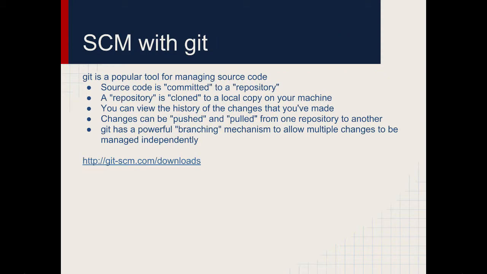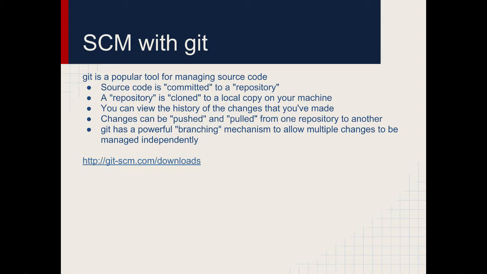There's a popular tool for managing source code called Git. In Git, you commit source code to a repository. And when you want to get code from a repository, you clone it to a local copy on your machine. Git keeps track of all the changes that you've made to your source code so you can go back and review them. You can move code between repositories, for instance the one on your local machine and the one hosted centrally, by pushing and pulling code. We'll see exactly what all this means in a little bit.